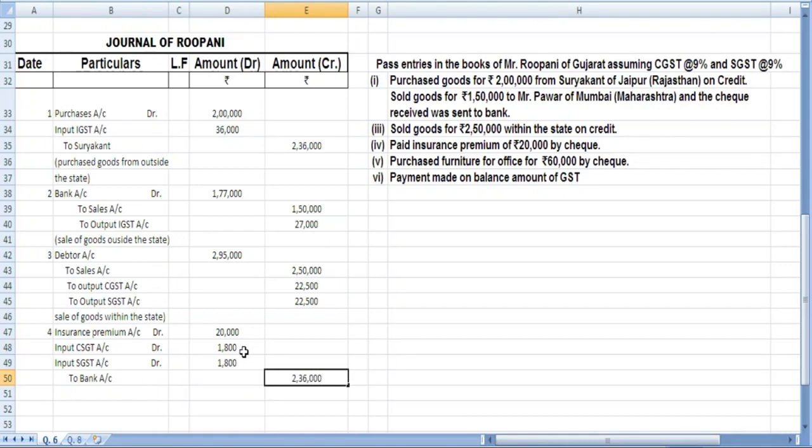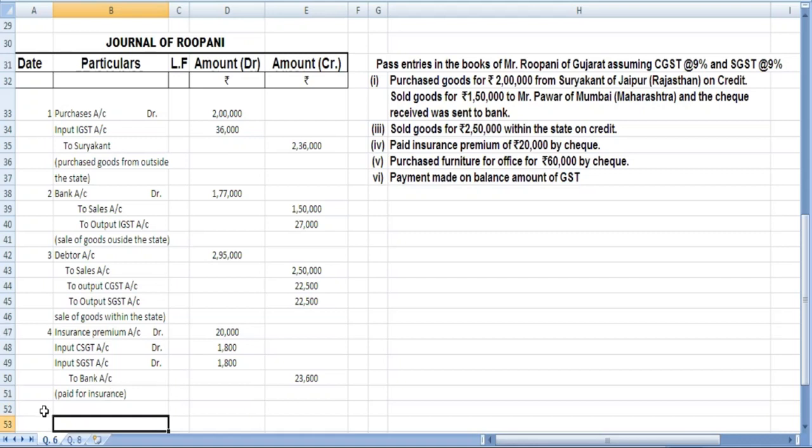23,600. Narration will write down: paid for insurance.